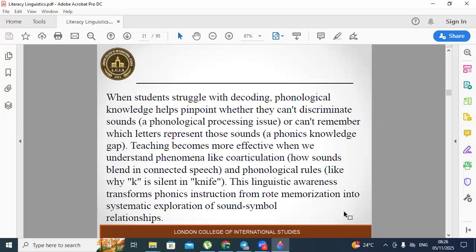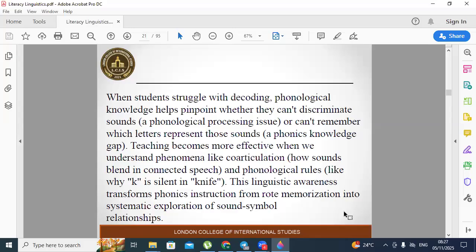Let's apply phonological knowledge to diagnostic teaching. The slide explains how understanding phonetics and phonology helps us diagnose and address reading difficulties with precision. When students struggle with decoding, phonological knowledge helps us ask the right question. Can this student discriminate sounds, the difference between similar phonemes like B and P or E and I? Or can they hear differences but do not know which letters represent those sounds? These are fundamentally different problems requiring different solutions.